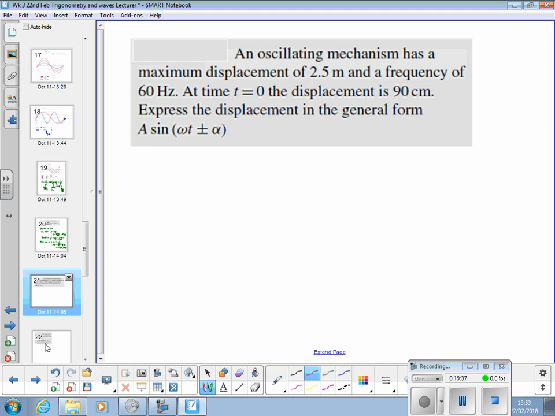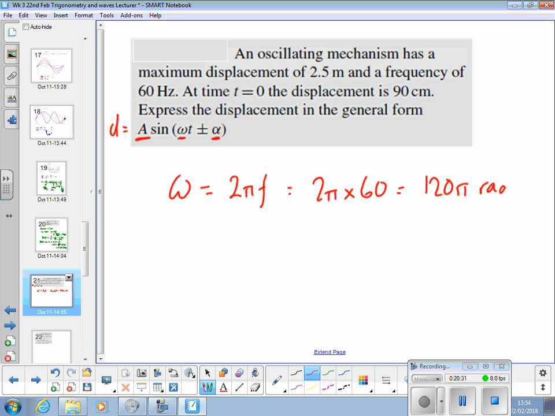We've got a 5 here: I, omega, and alpha. So that we can write, that's what we're, and we put that into displacement equals. Which bit can we get right quick? Omega is equal to 2 pi f, which is 2 pi times 60 equals 120 pi radians per second.